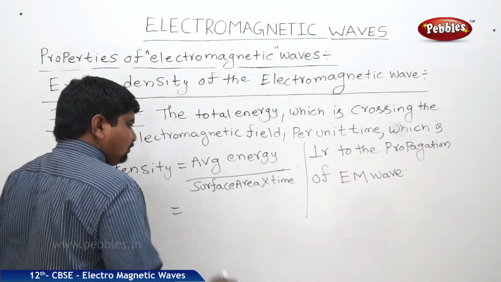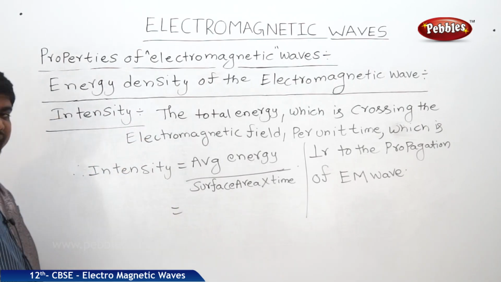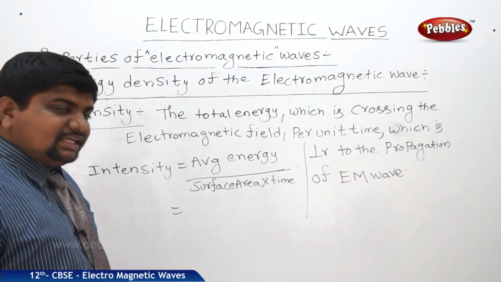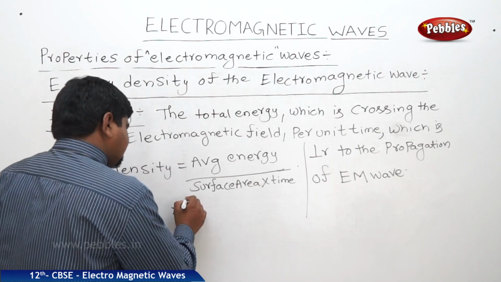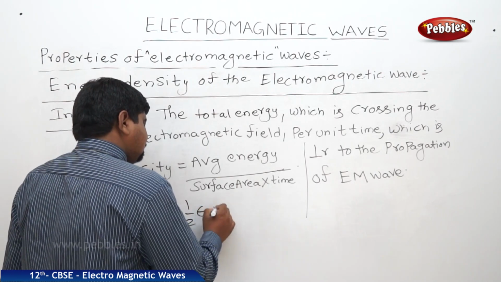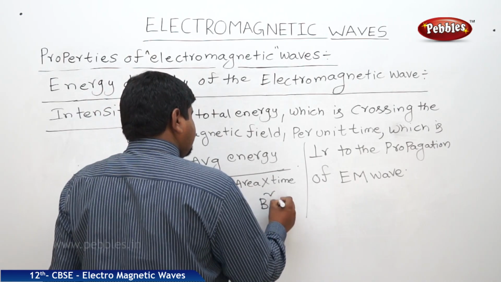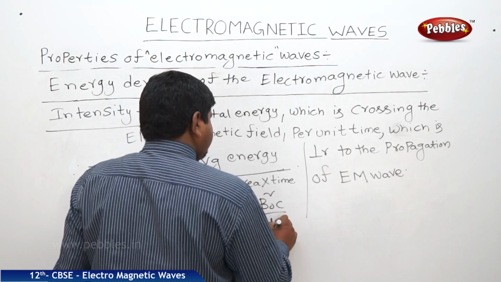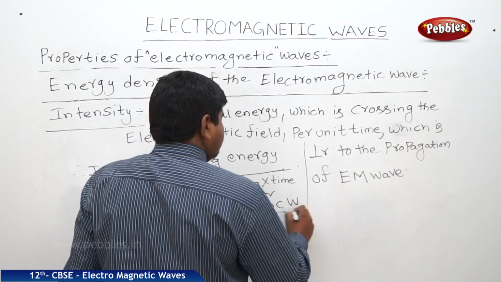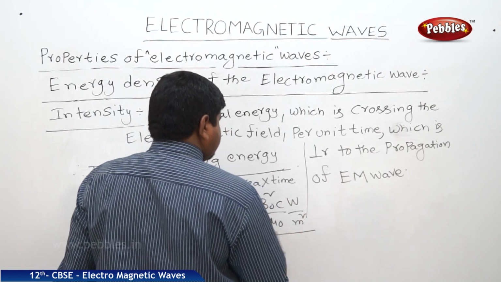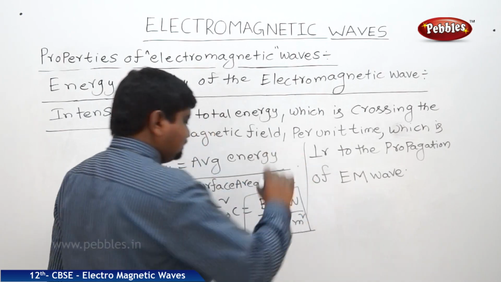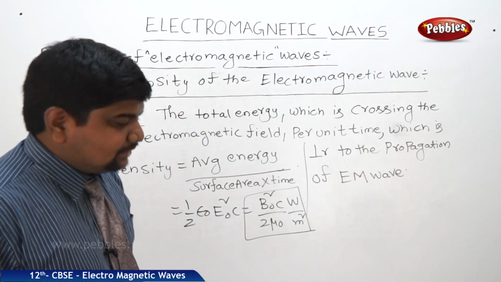So what is the average energy? Half epsilon naught E naught square by surface area into time. So we will get half epsilon naught E naught square into C. Therefore, B naught square C by 2 mu naught, in watt per meter square. This is said to be intensity.